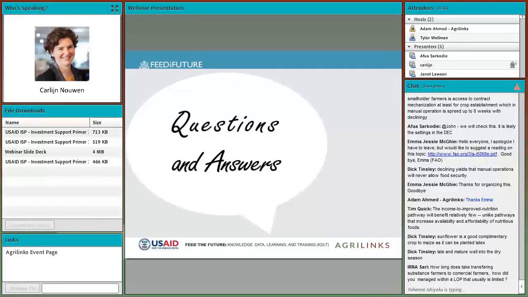So what balance are you striking between direct implementation and partnering with a private sector actor that focuses on business development support, including market mapping, linkages, export support, and product support?